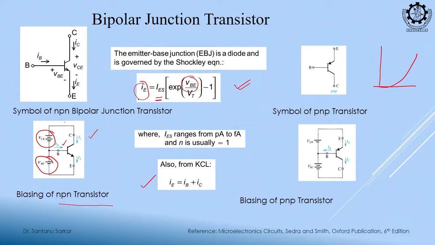Similarly, in the PNP transistor we can also have the connections, but in the PNP, what will happen? The emitter will be at the higher potential. This will be just complementary to the NPN. In the NPN the emitter is at lower potential, in the PNP the emitter will be at higher potential, but the basic concept will remain the same. The saturation current is generally very small, ranging from picoampere to femtoampere.